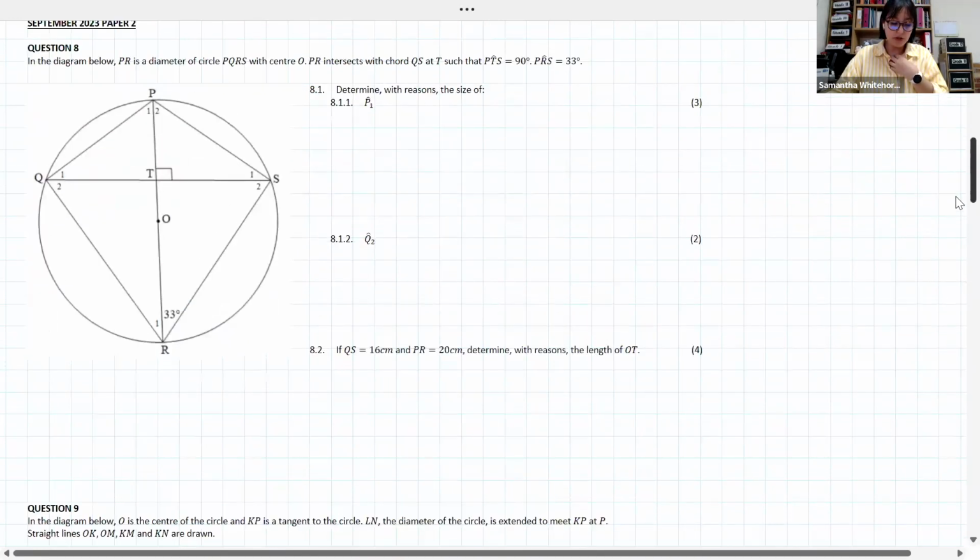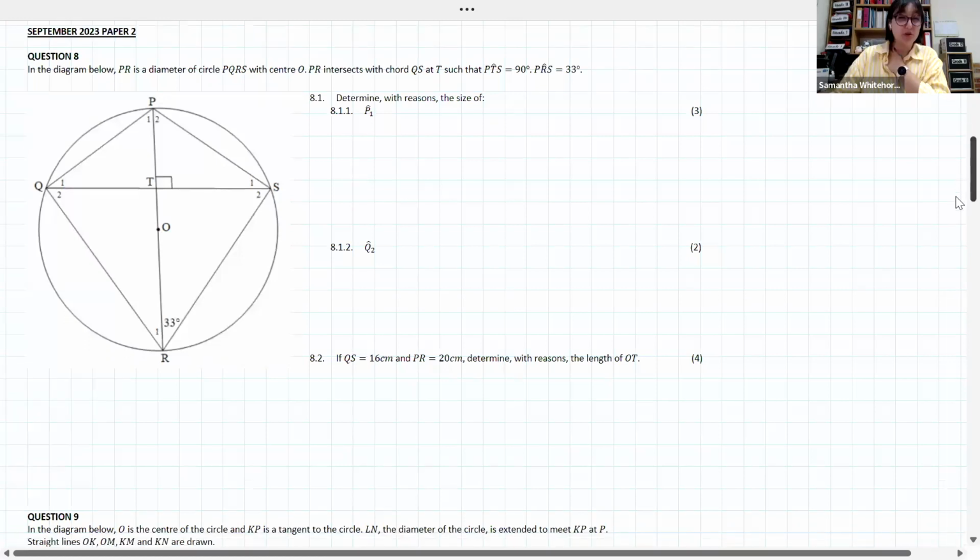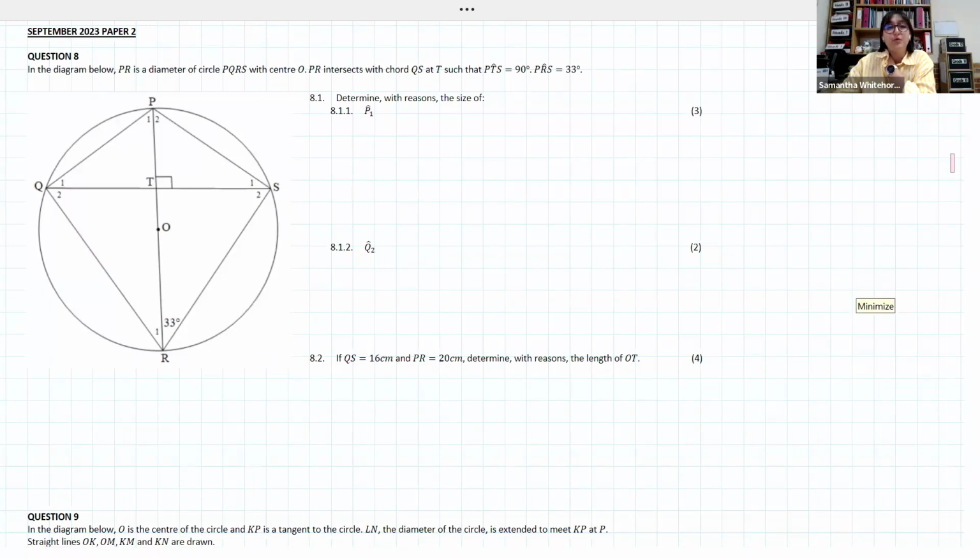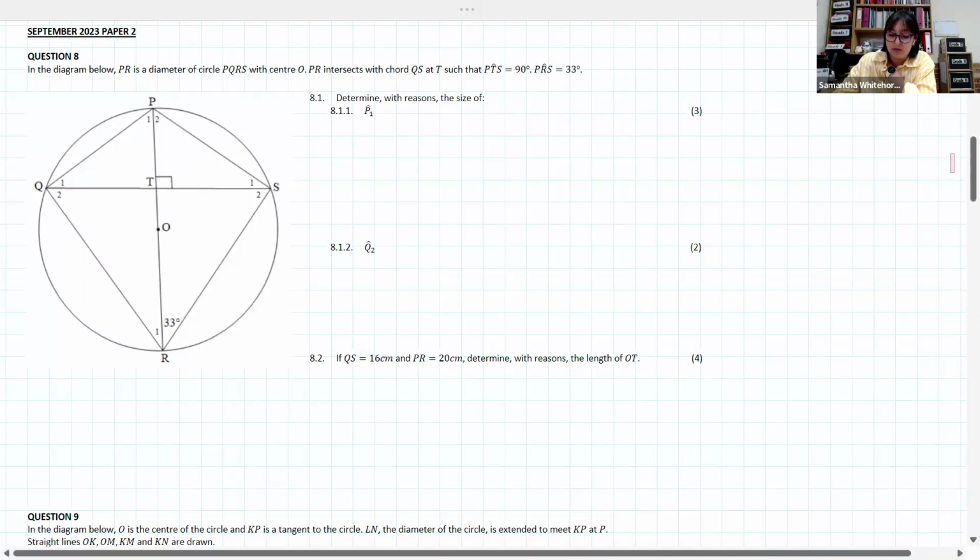Okay, so the first question here is from the September 2023 papers, so basically last year's trial exams. People say the trial exams are a bit harder than the finals. You can look at papers to decide that. I don't think so, but my opinion will be very different to someone else's. So it's always good to look at a trial paper.